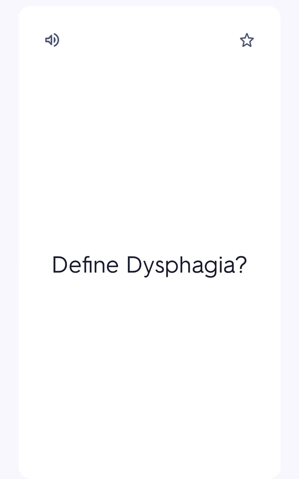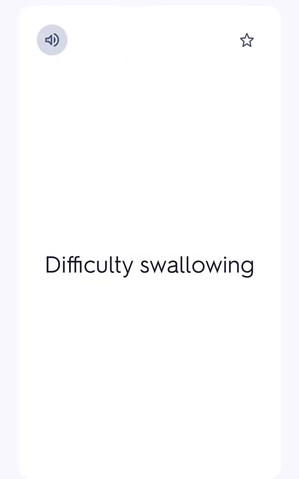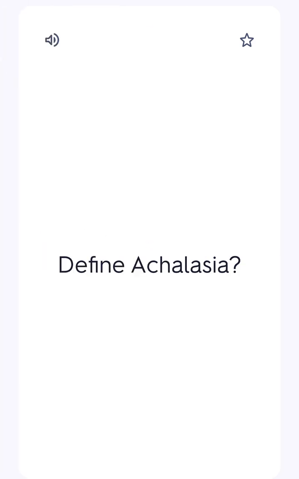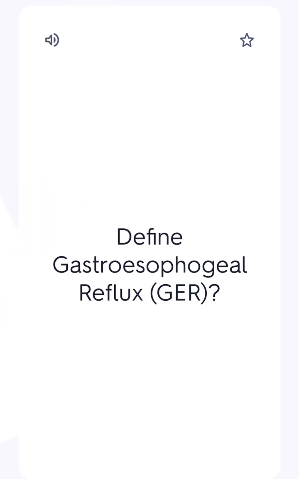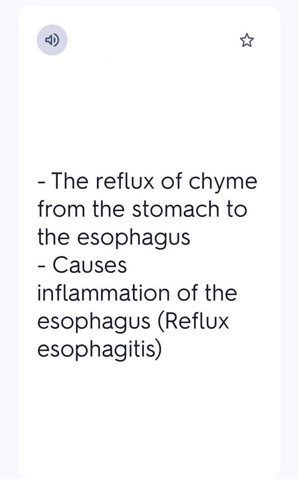Define dysphagia. Difficulty swallowing. Define achalasia. Denervation of smooth muscle in the esophagus with lower functional narrowing of esophageal sphincter. Define gastroesophageal reflux. The reflux of chyme from the stomach to the esophagus causes inflammation of the esophagus.